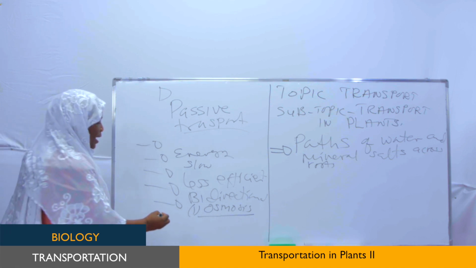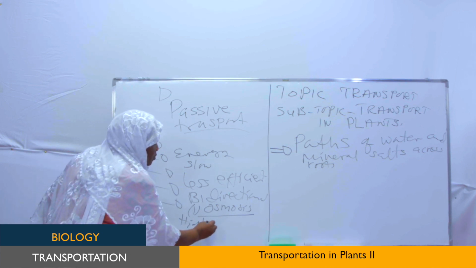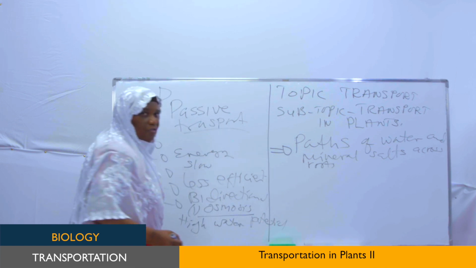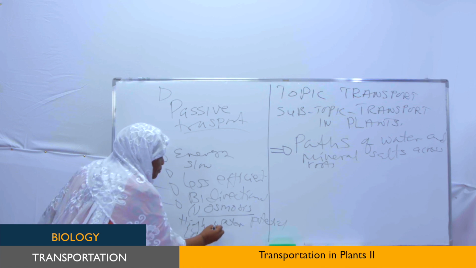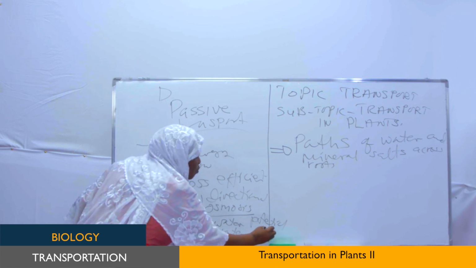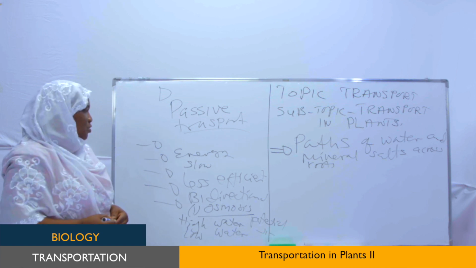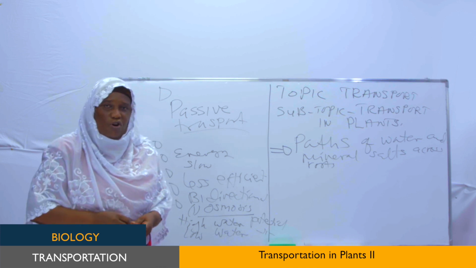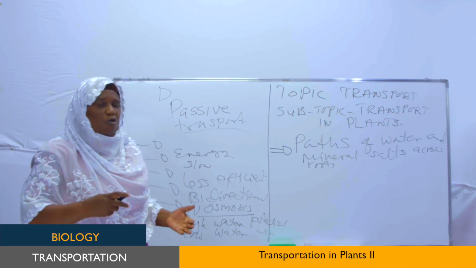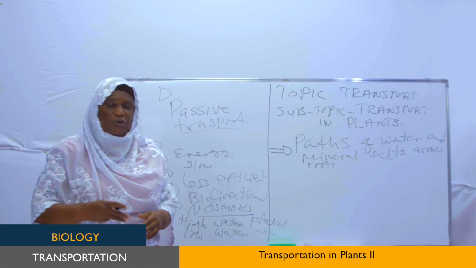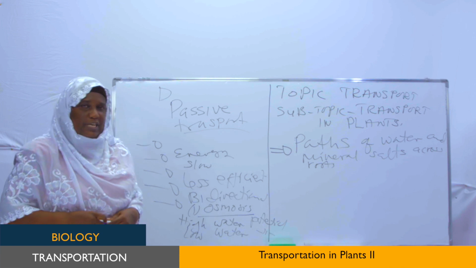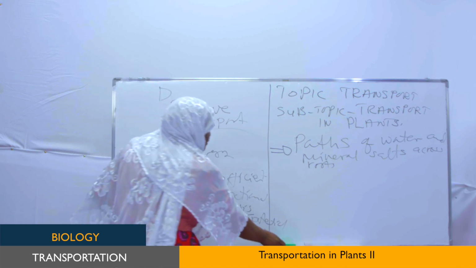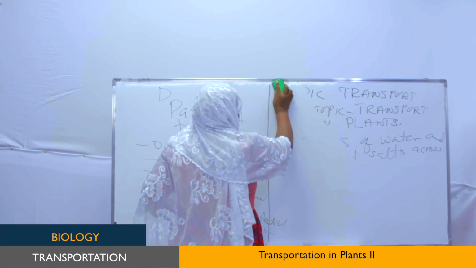Water moves from high water potential to the area of low water potential through a semi-permeable membrane. The membrane should be there in order to allow materials to move from the area of high water potential to the area of low water potential. Another one is diffusion.